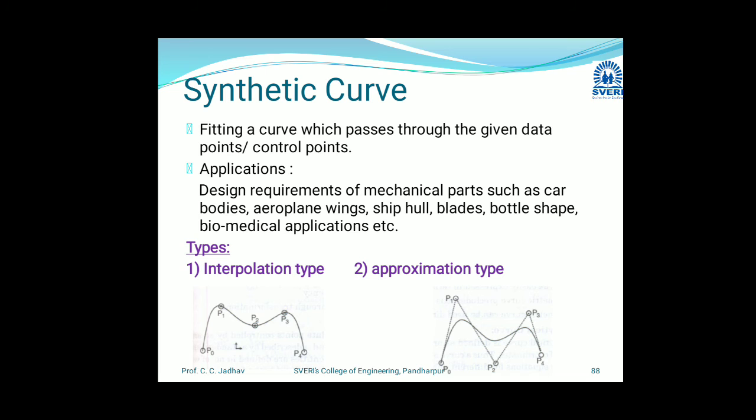Then second, a synthetic curve. In that, we fit a curve which passes through the given data points or control points, whatever information is given. That information contains points, and by using these control points we can change the nature of the curve also, and that we are going to see in the Bezier curve and B-spline curve. That will be seen in our next slide. But in the synthetic curve there are some control points, and by using them we can change the nature of that curve.